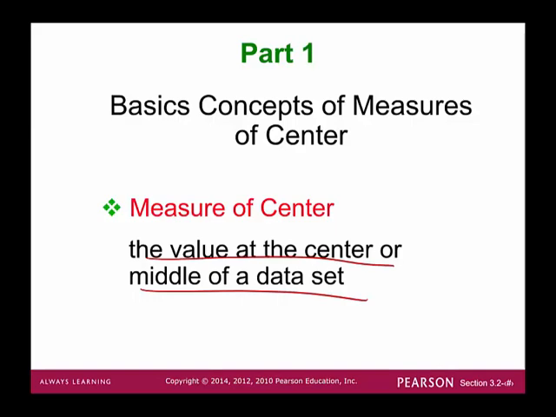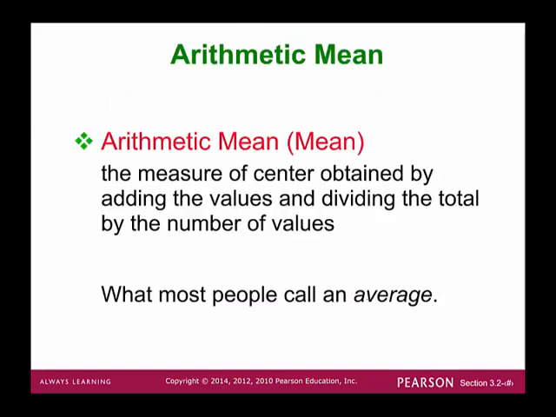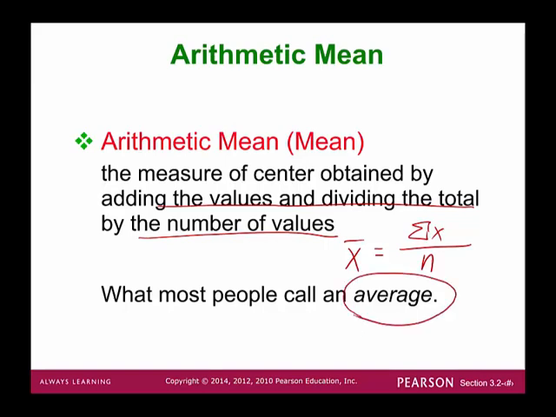Okay. So we could use a mean. Mean could be an important tool to capture the center. So mean is the measure of the center obtained by adding the values and dividing the total by the number of the values. We use this formula: sample mean x bar equals summation of x, sum up all the data values in your data set, divided by the sample size. And also people call that average. Mean is the same thing as average. You can also call that arithmetic mean.